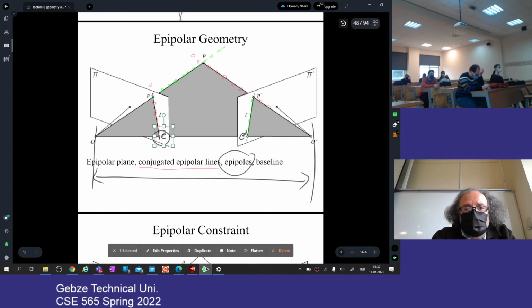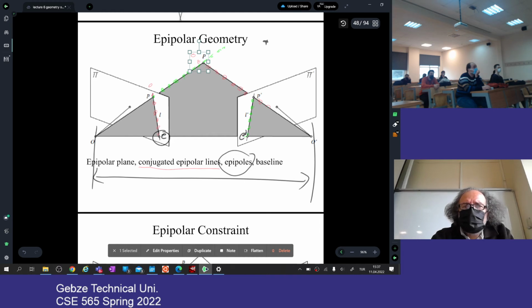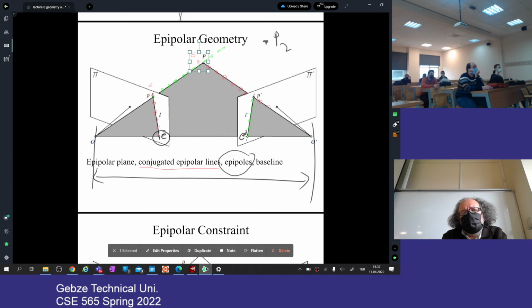Those E and E prime are special points because, just imagine you move this point P here. Now I have this point P2. What happened to your epipolar plane?